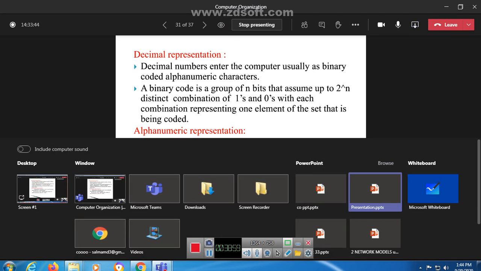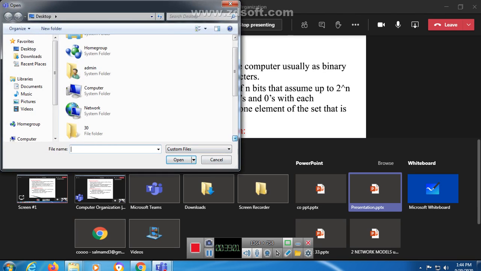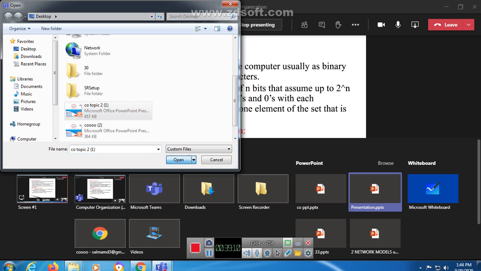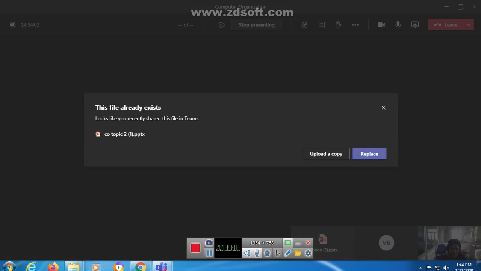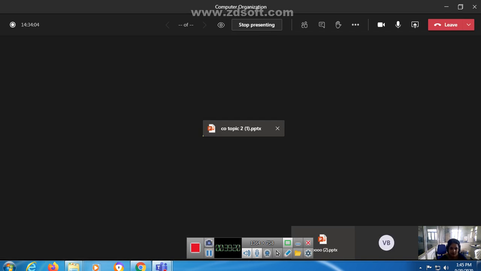Okay, next, this is called alphanumeric representation. So up to here we have discussed the alphanumerical representation.